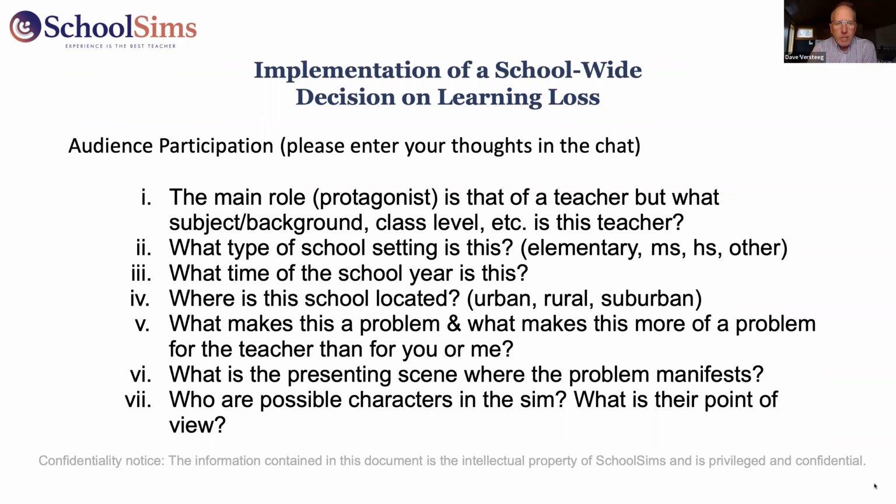Okay, now we're down on to 5 and 6. So you kind of got to think about 5 and 6 together. We really want to be able to do a little more work in fleshing out what is the problem and what makes this a problem for this teacher more than for you or me. And at the same time, you have to sort of have the presenting scene where the problem first manifests. So we want to talk about what the problem is. I'm gonna take some creative license here, because I think people already have a picture in their mind of the problem.